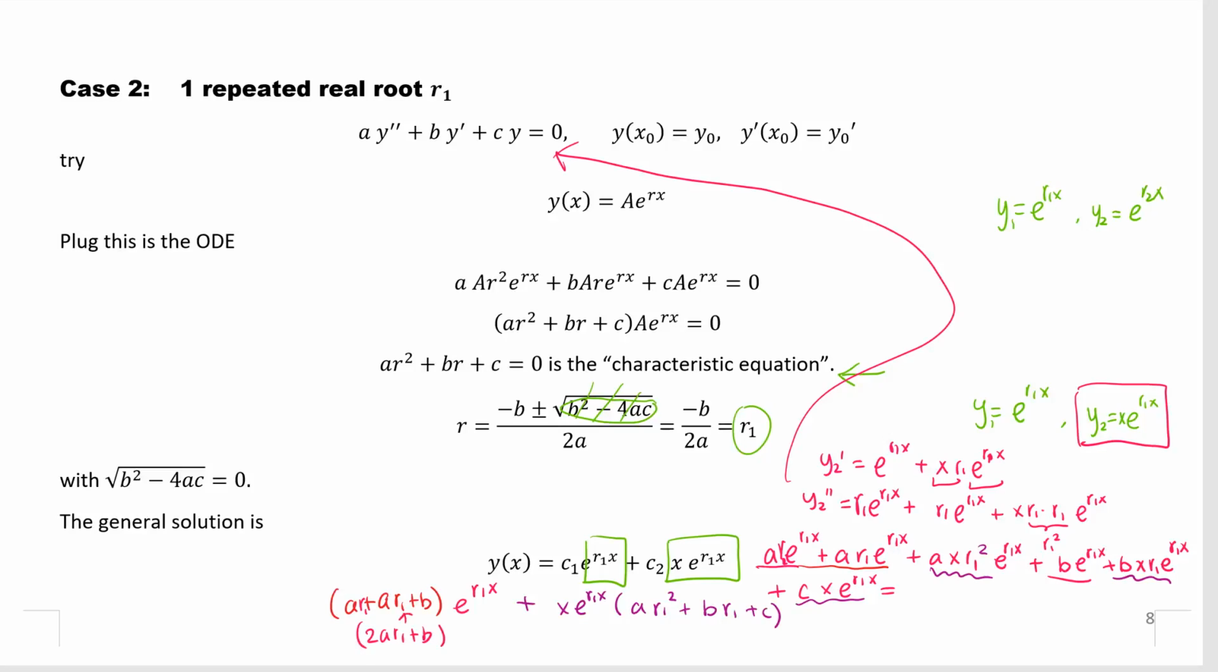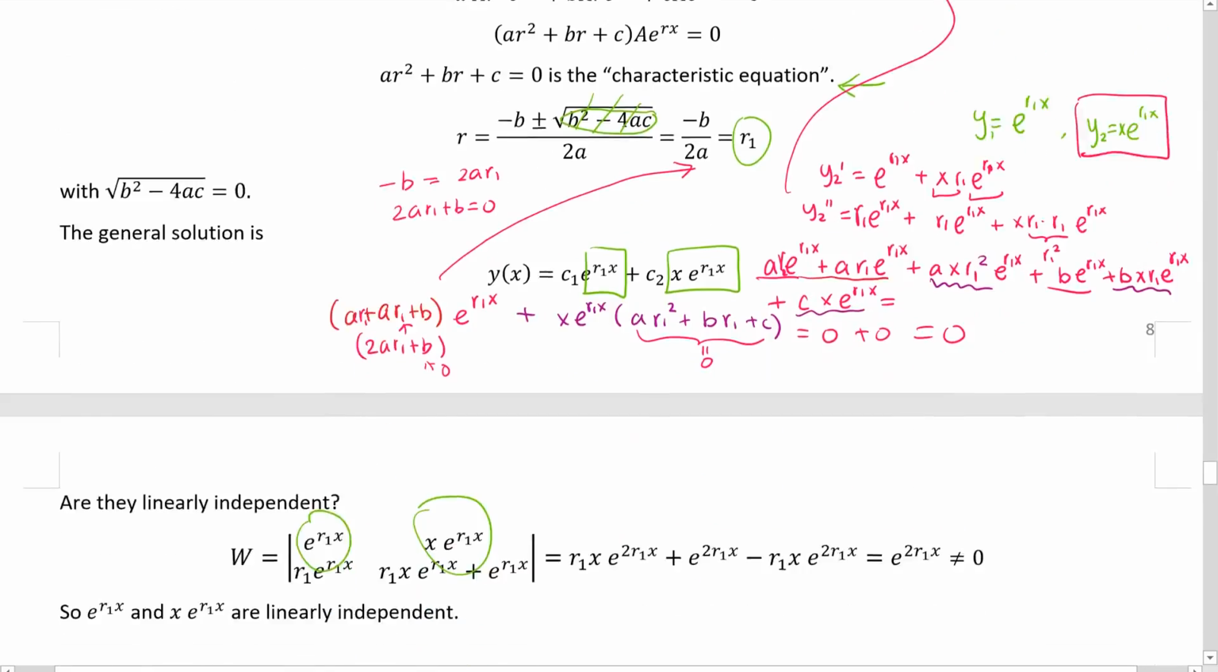This is it. And what is that? Remember that r1 equals negative b over 2a. So it means negative b equals 2a times r1. So 2a r1 plus b is actually 0. So that's why we get 0 for this guy. And then plus this guy is also 0, because r1 satisfies the characteristic equation. So we actually get 0. So this guy is actually a solution of the differential equation.